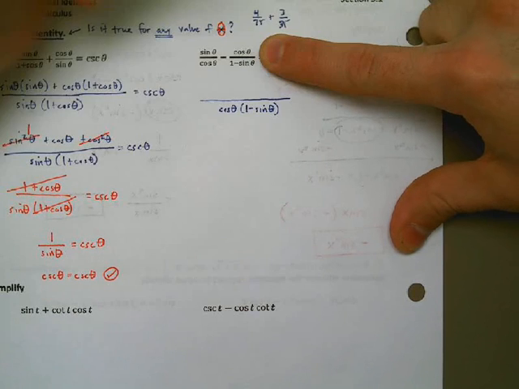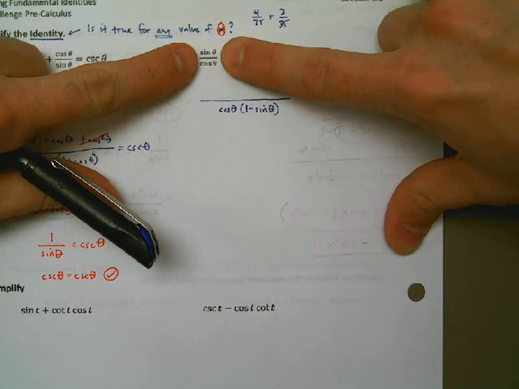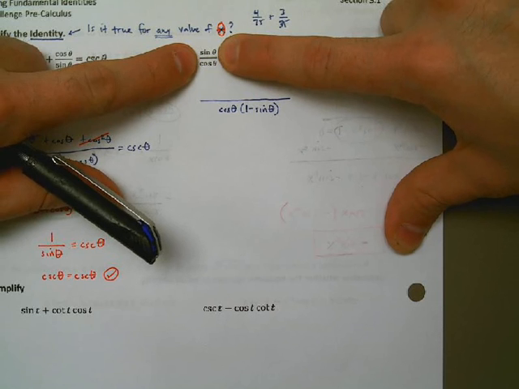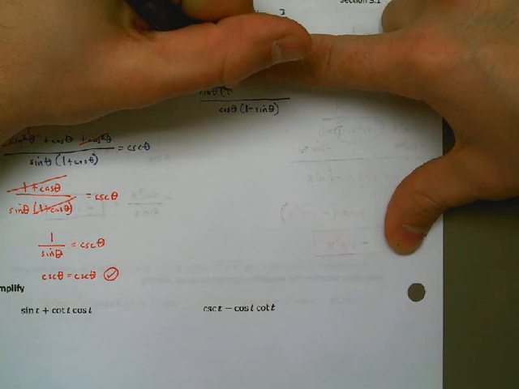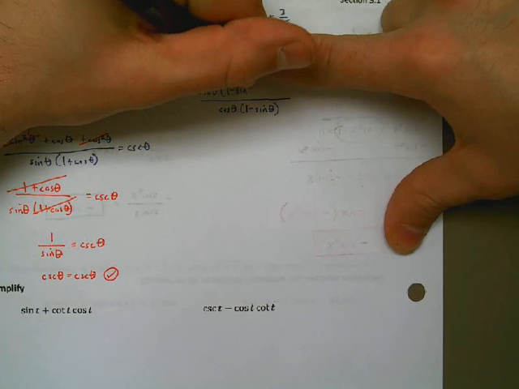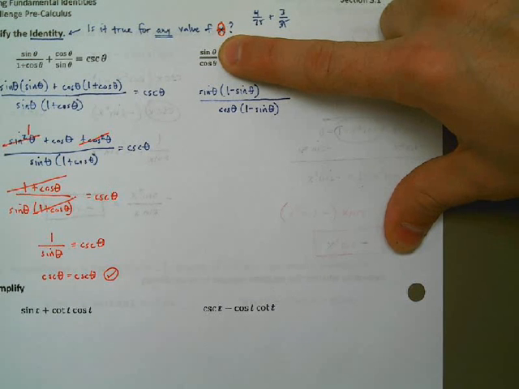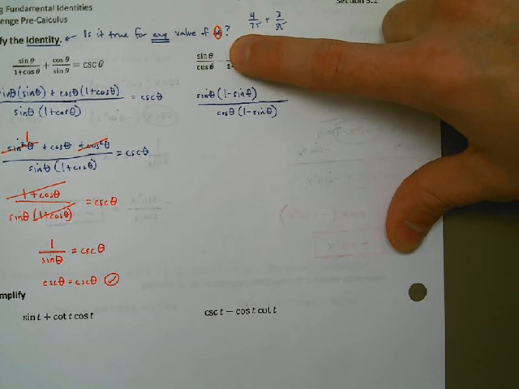I'm trying to show that if I whittle that down, if I'm able to simplify that, it should be negative secant theta. Okay, let's distribute out just the top. Sine theta times 1 is sine theta, minus sine theta times sine theta, which is sine squared theta. And then I have minus cosine squared theta. That's all over cosine theta times 1 minus sine theta, and I'm hopefully going to show that that's equal to negative secant theta.